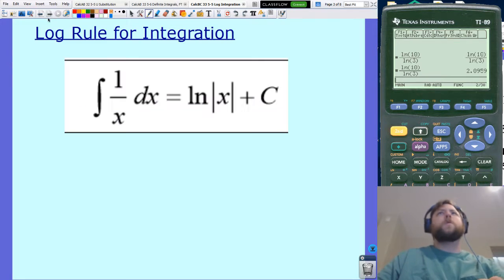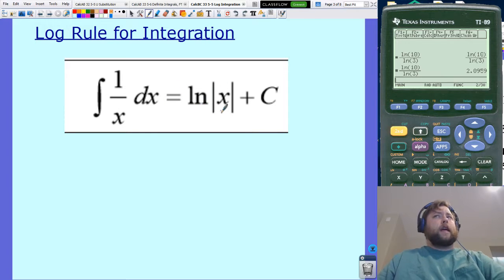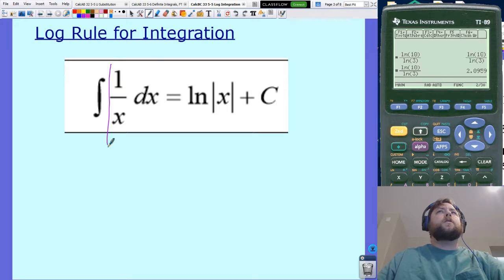Let's go. So here's the rule for log integration. If you integrate 1 over x dx, you get the natural log of the absolute value of x plus c. And this kind of makes sense. Think, this only works for 1 over x.